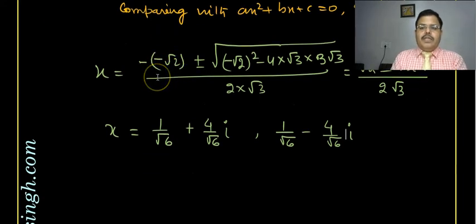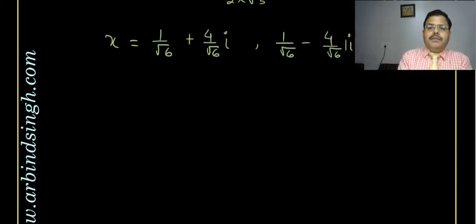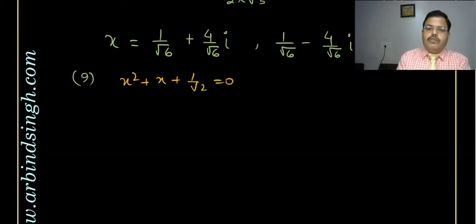Now the next question is question number 9, and question number 9 is given like x square plus x plus 1 by root 2 is equal to 0. Again this can be written as root 2 x square plus root 2 x plus 1 is equal to 0.